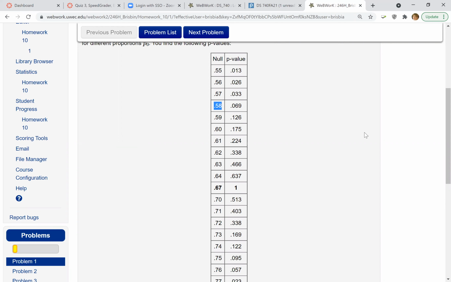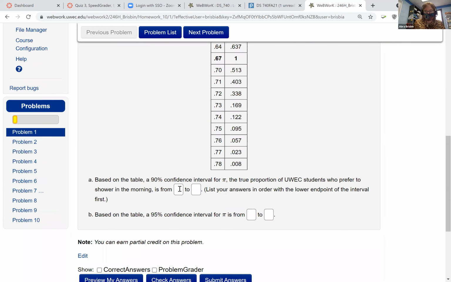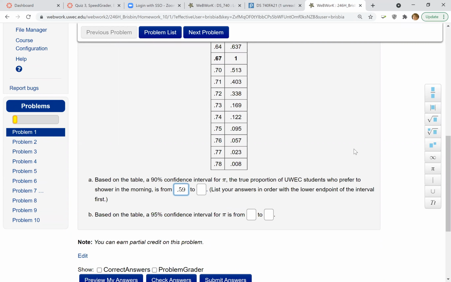Okay. So 0.59 is going to be our lower bound for our 90% confidence interval. And then 0.75 for the top one. For the upper bound, looks like 0.74 is our upper bound, because that's the last one that is plausible.